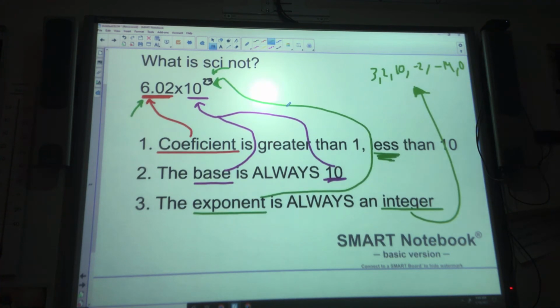What about the wavelength of green light is about 4.15 times 10 to the negative 7th meters? Yes, it is. And number 3, Mars is 0.2244 times 10 to the 7th kilometers from the sun. Nope, why not? The coefficient is less than 1. Yep, coefficient doesn't work.